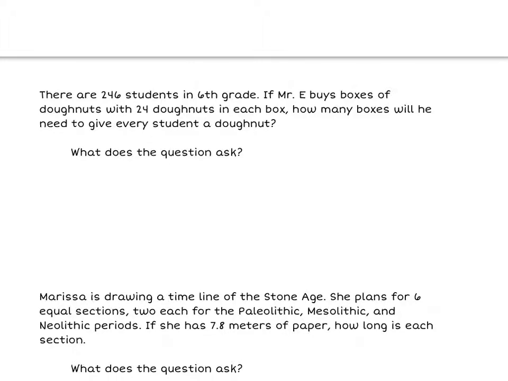So what is the question asking? How many boxes will Mr. E need to give every student a donut? How many total boxes are needed? How many boxes are needed? I'm not saying solve the problem. The question is asking how many boxes are needed.